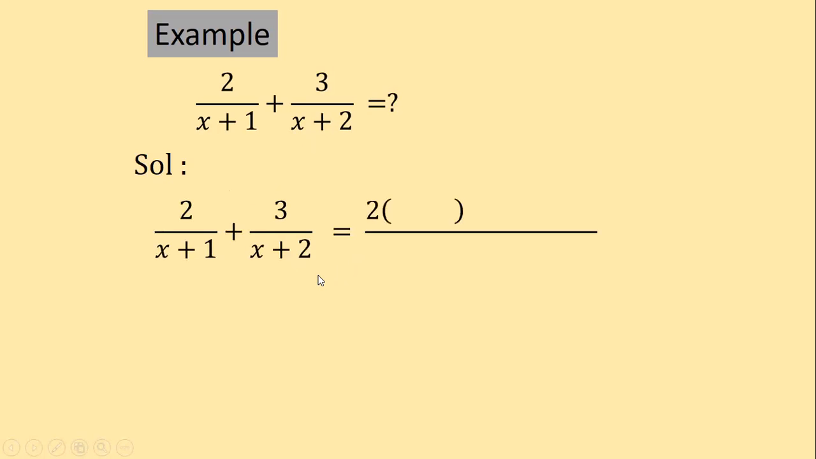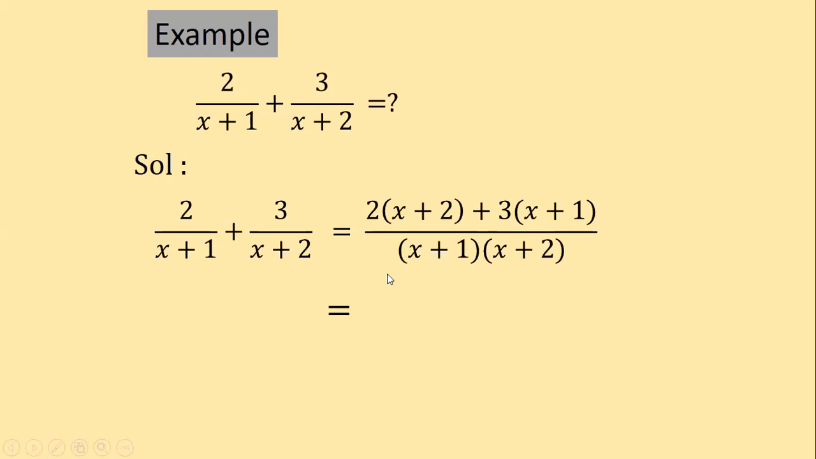We take the LCM. So that is 2 into x plus 2 plus 3 into x plus 1, by x plus 1 into x plus 2. We have taken the LCM as x plus 1 into x plus 2. So which will be 2 into x plus 2 plus this 3 into this factor which is x plus 1. So now what is the next step here?